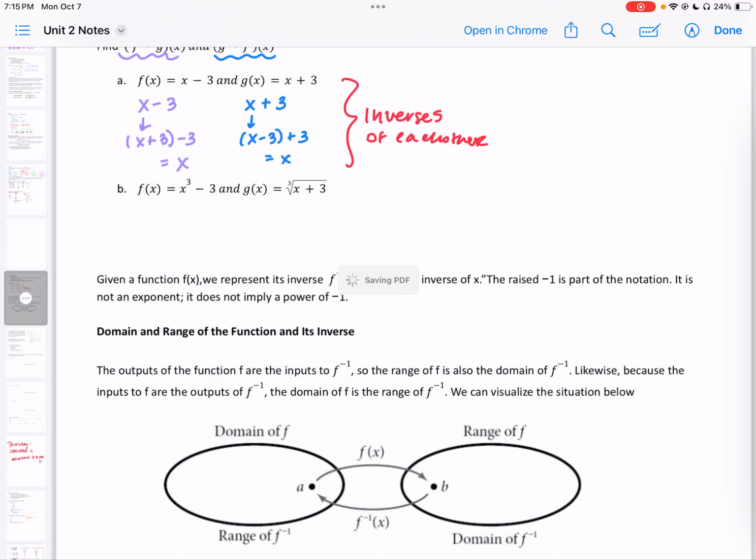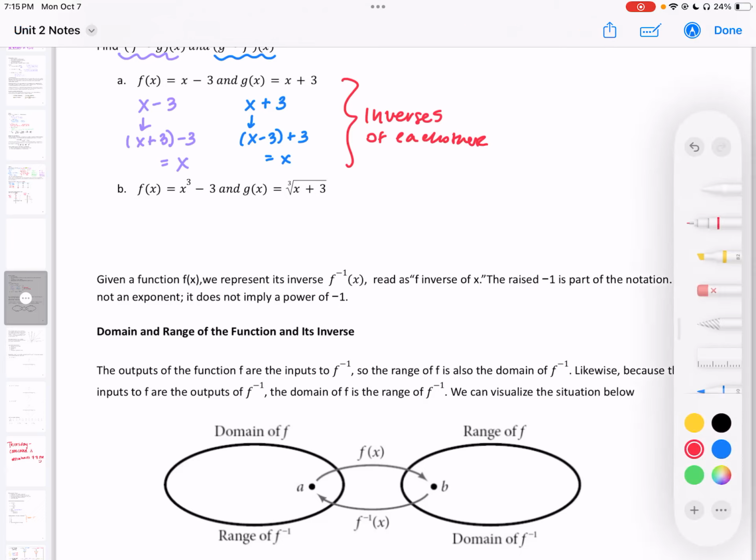We write them, first of all, as f to the power of -1. This is not actually a power. It's just how we represent an inverse function. It's f inverse of x. That's how we read that. It is not a negative exponent. It does not imply a power of -1. That's really, really important. It is simply the notation.